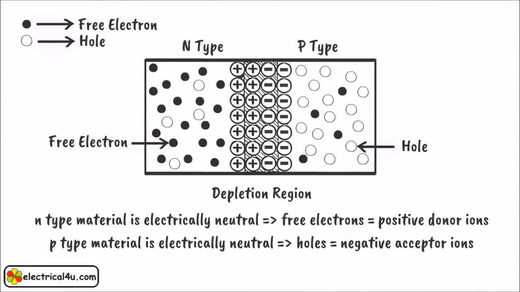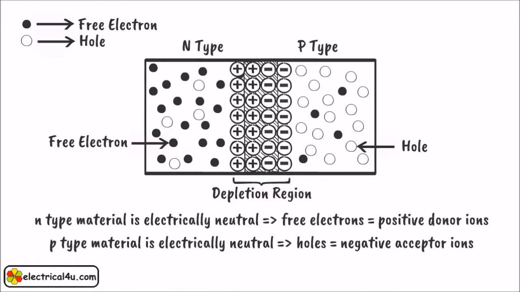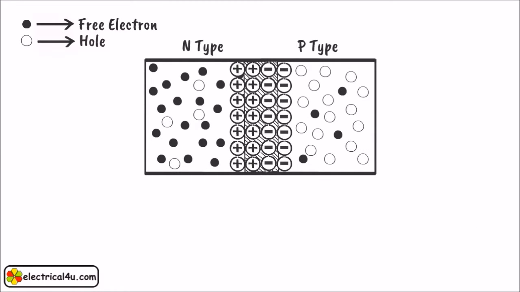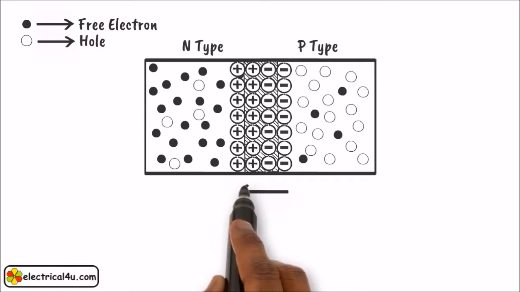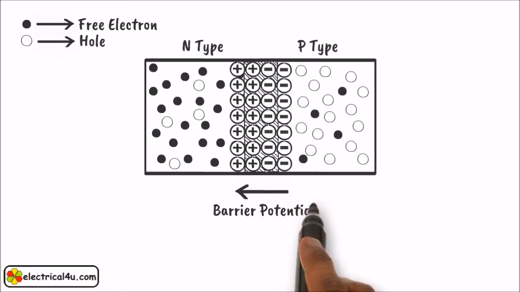The region of uncovered positive and negative ions is called the depletion region, due to the depletion of free carriers in the region. Due to the presence of these positive and negative ions, a static electric field called the barrier potential is created across the junction. It is called the barrier potential because it acts as a barrier and opposes the further migration of holes and electrons across the junction.